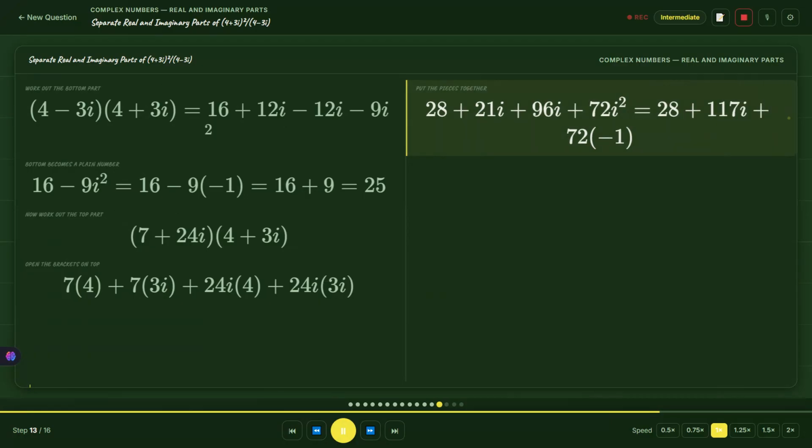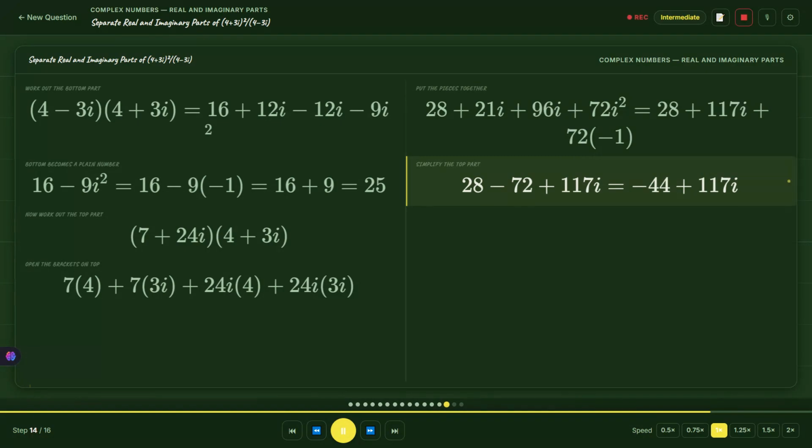Let's collect the i parts. 21i plus 96i is 117i. And remember, i squared is -1, so 72 times i squared is -72. Now 28 take away 72 gives us -44. So the top part is -44 plus 117i.